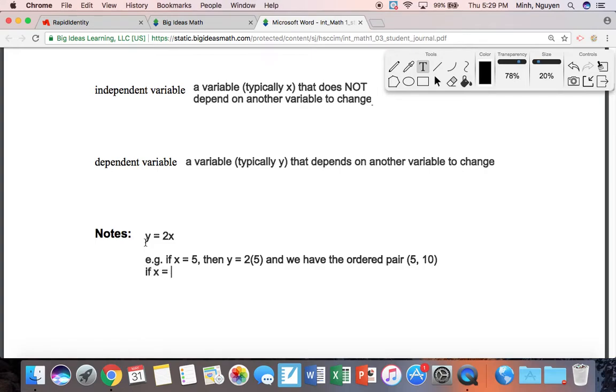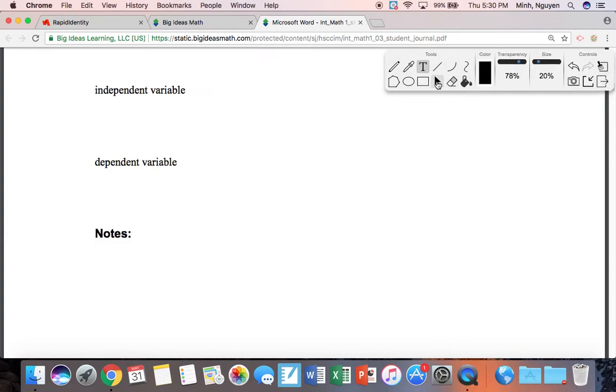Following along with the same function, pick a different number for x. If x equals 8, then y equals 2 times 8, and we have the ordered pair (8, 16). So in this case, again, I am changing x however I please, and the thing that changes according to x, depending on x, is y. So there's your little example. Copy it as you need to, and we will move on.